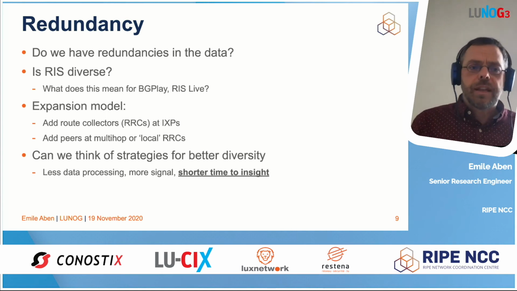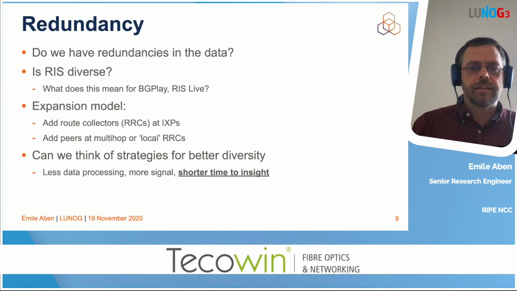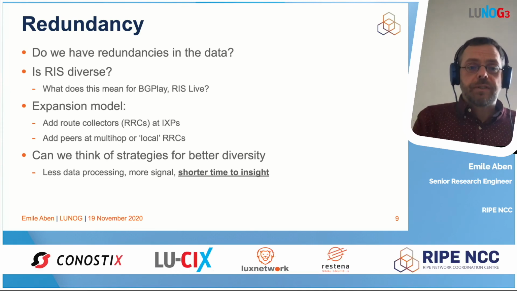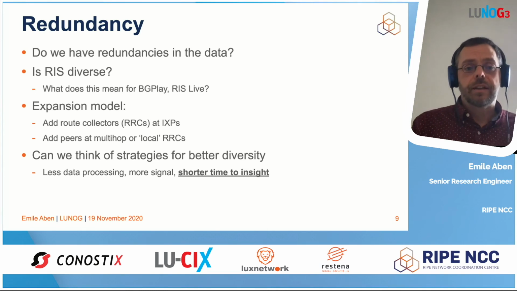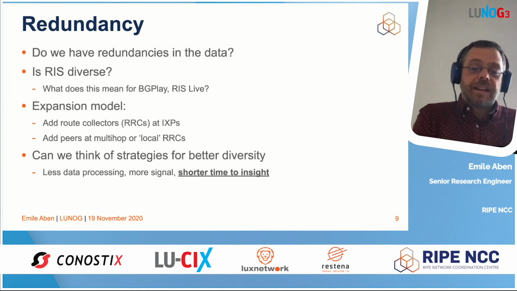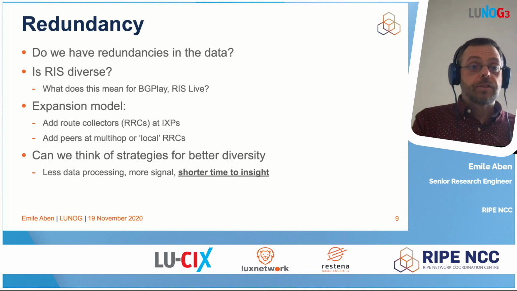And it's also got us thinking about the expansion model for this. Do we want to add the route collectors at IXPs, or do we want to add these multi-hops? Because they probably provide a more diverse set of data. And so what we are really looking for is strategies for better diversity, less data processing, more signal, and a shorter time to insight. So if we can go to the next slide.